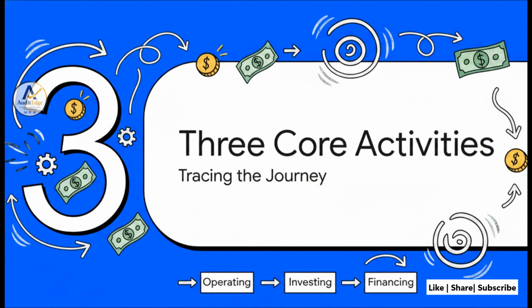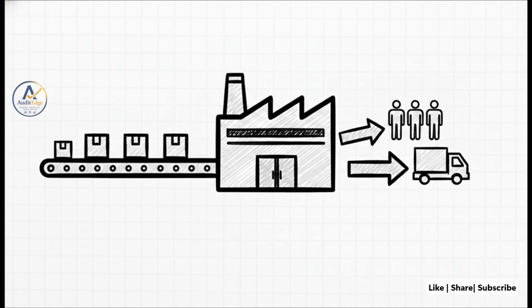All right, Section 3, the 3 core activities. Tracing the journey. This is where things get really interesting. Activity number 1. Operating activities. Think of this as the primary engine of the business. These are the principal revenue-producing activities of the entity.